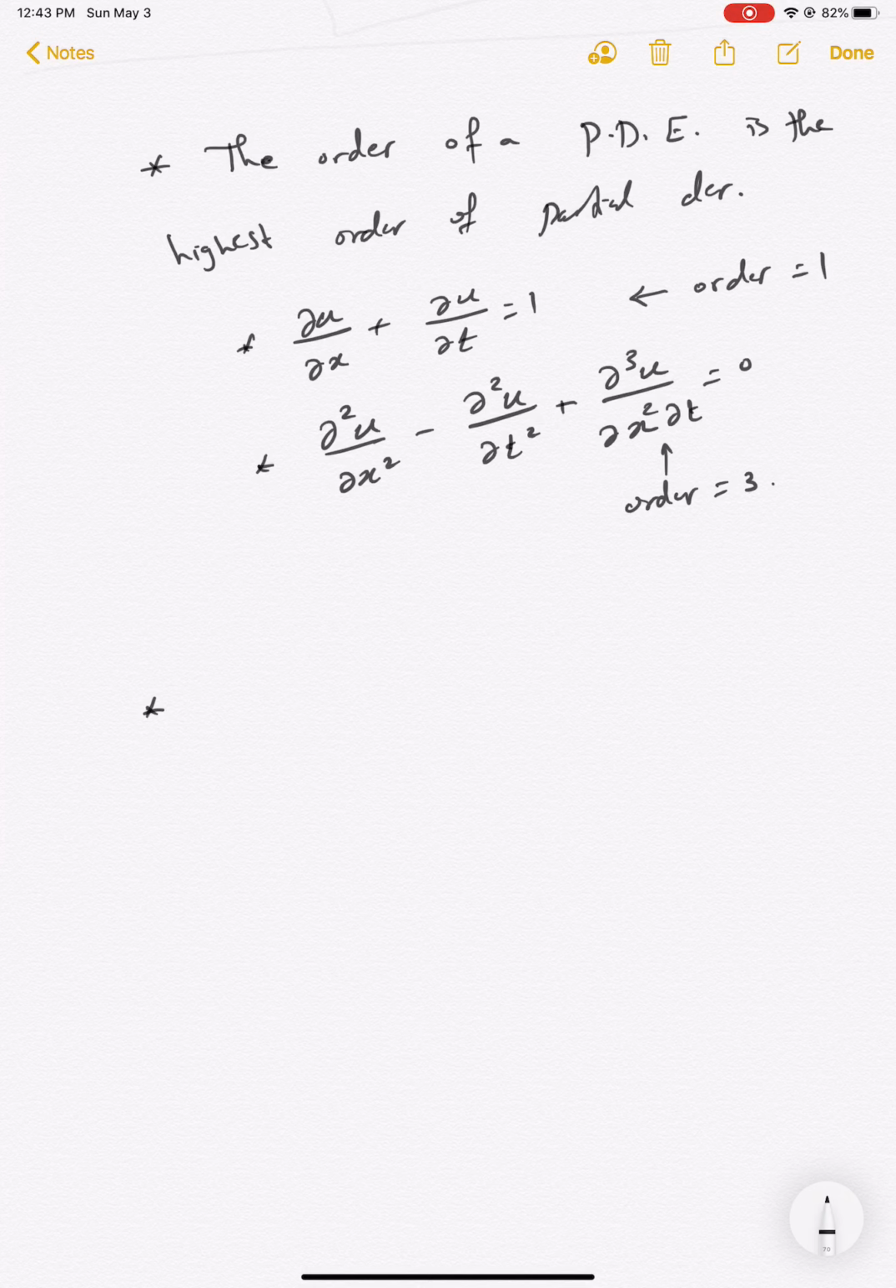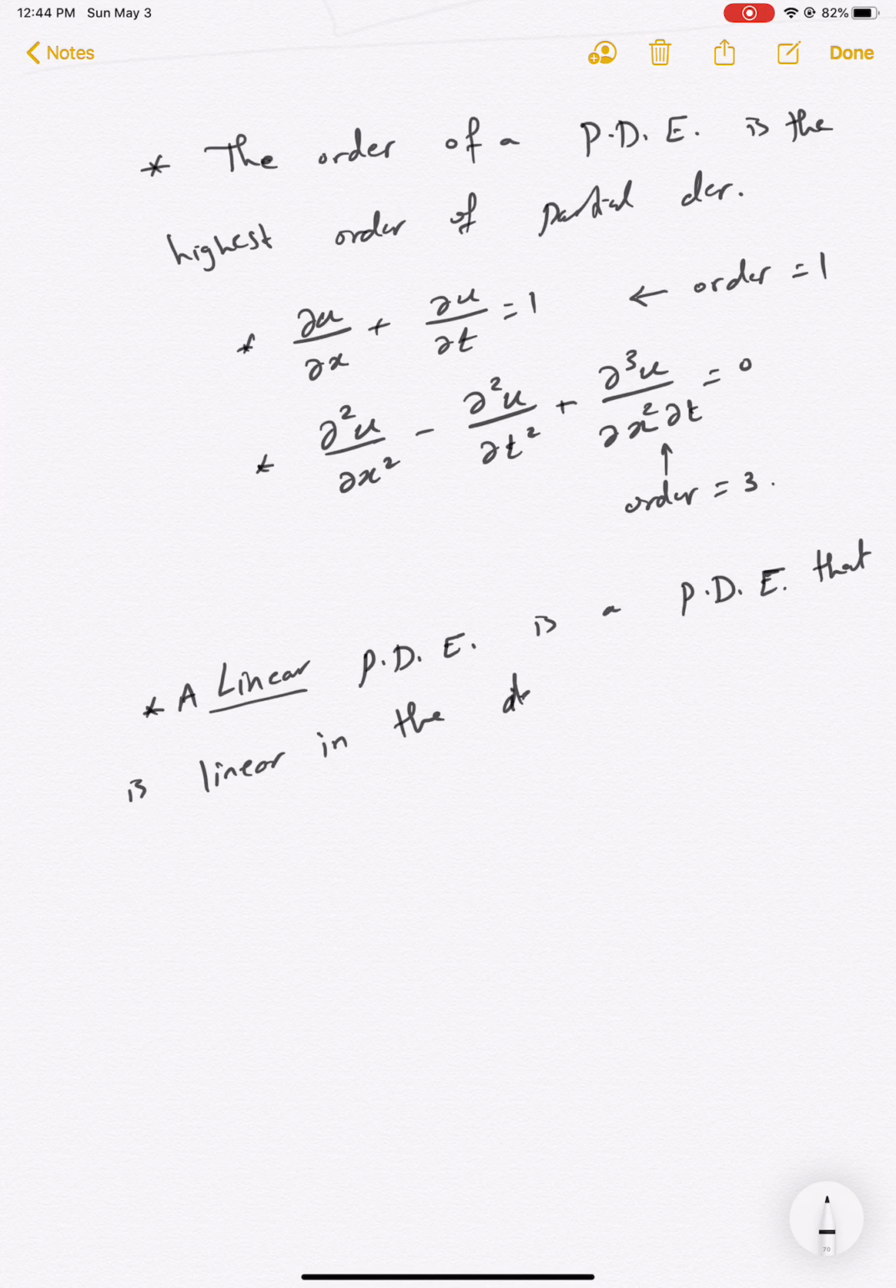Then, one of the common phrases in ordinary differential equations was linear equation, right? So what do we mean by a linear partial differential equation? In fact, it is a partial differential equation that is linear in the dependent variable. So what do we mean by the dependent variable? That's the function that depends on the other variables.